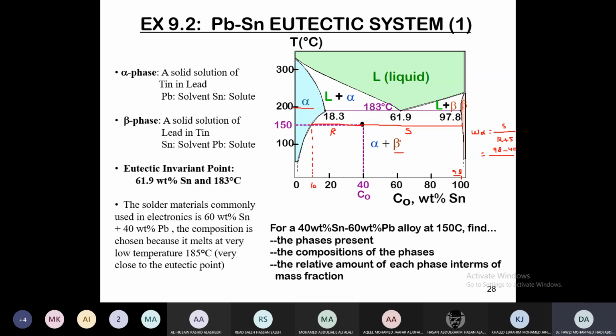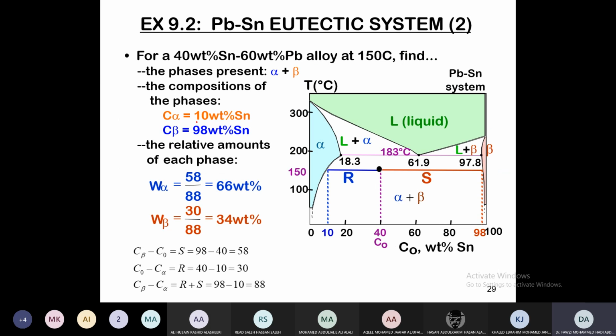Instead of doing the S alone and R alone, we can just say the total will be from here to there, which is 98 minus 10, which is basically 88. If you calculate this, it will give you the weight percentage of alpha: 58 divided by 88, and of course you need to multiply by 100 to get 66%. That is the weight fraction of alpha.